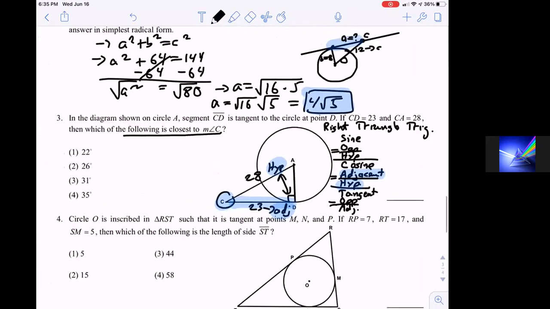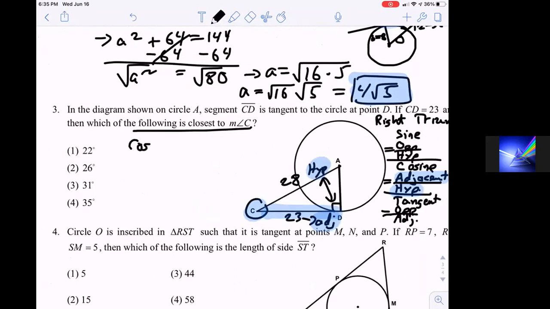Okay, so we're going to set up the following equation. Cosine of angle C equals adjacent over hypotenuse. Now, we can state that again. Cosine of angle C is 23, that's the adjacent side, over 28, that's the hypotenuse.